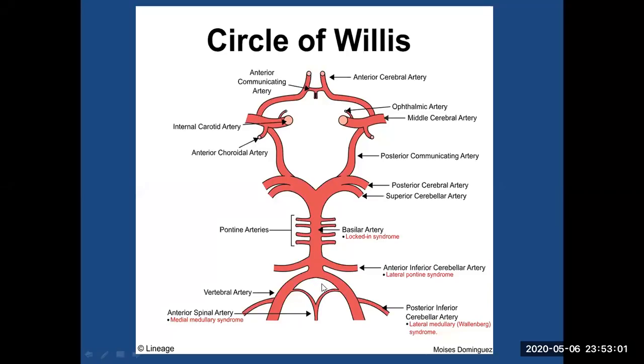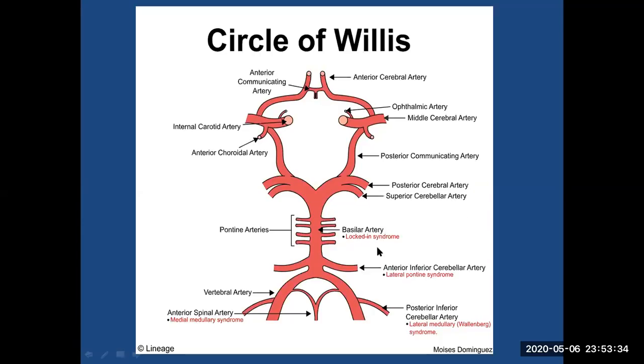So a little detail about the circle of Willis. The vertebral arteries from both sides join together to form the basilar artery. One of the branches arising from the basilar artery is the anterior inferior cerebral artery, which goes on to supply the labyrinth. And in the basilar artery, there are small branches in the pons, called the pontine arteries. Then it divides to form the posterior cerebral artery, and also another branch, the superior cerebellar artery.